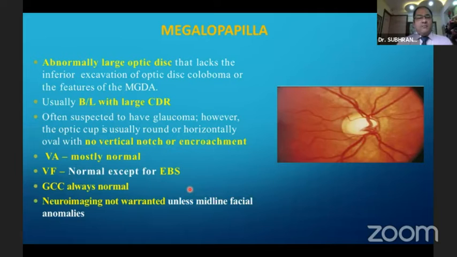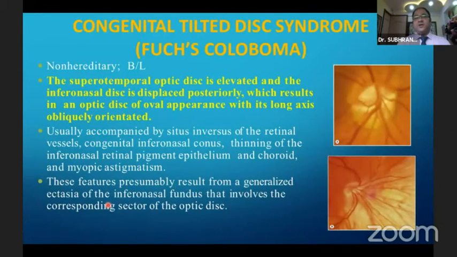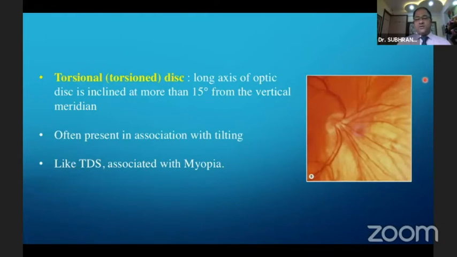The other entity that we can talk about is the megalopapilla, which is an abnormally large optic disc. But what is important is the visual acuity is mostly normal, no vertical notching, and the RNFL thinning might be there, but the ganglion cell complex thickness is always normal in megalopapilla. We might also come across congenital tilted disc syndrome of Fuchs coloboma, wherein the superotemporal optic disc is elevated and the inferonasal disc is depressed posteriorly, which results in an optic disc of oval appearance with its long axis obliquely oriented, and may be associated with a torsional disc also.